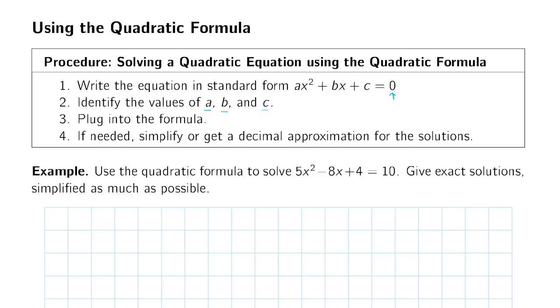Once we've thrown them into the formula, it's just a matter of working out the arithmetic. So we can get a simplified fraction of square roots, or we can get a decimal approximation, whichever one happens to be best for whatever we're trying to do. So in math class, typically it'll just be whichever one the instructions say we should do. So to solve a quadratic equation using the quadratic formula, we just get standard form, find a, b, and c, throw them into the formula. Here's what that looks like in an example.